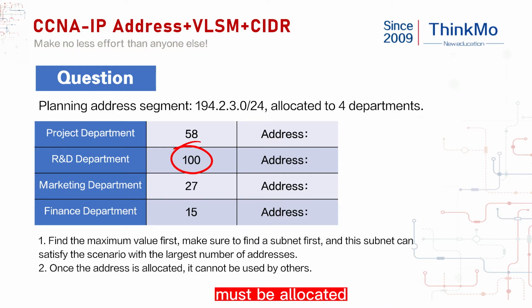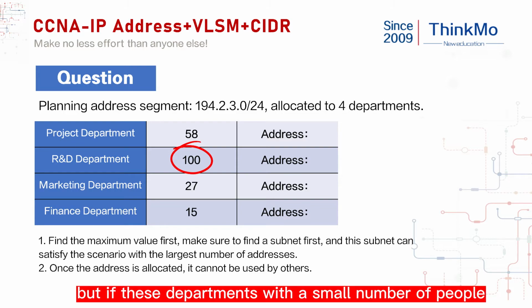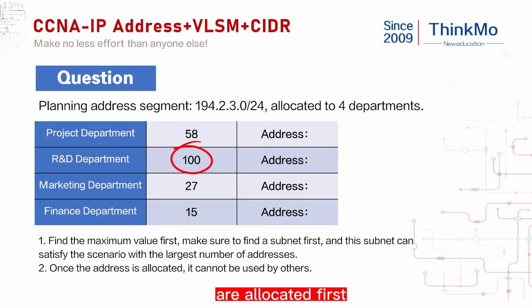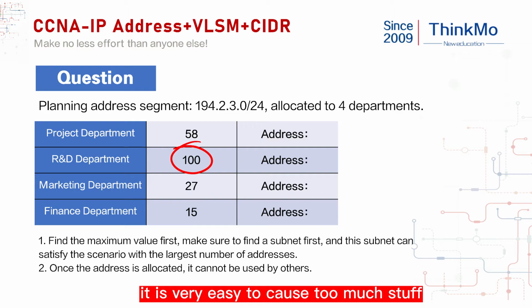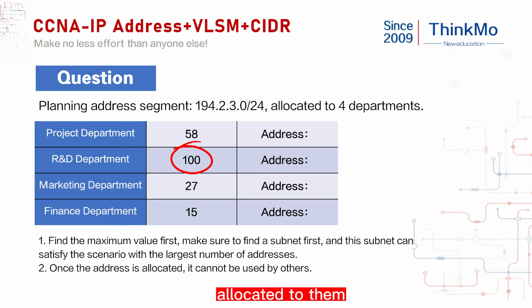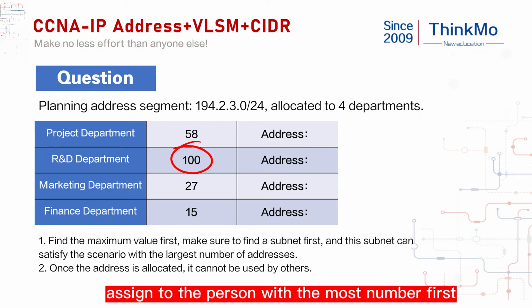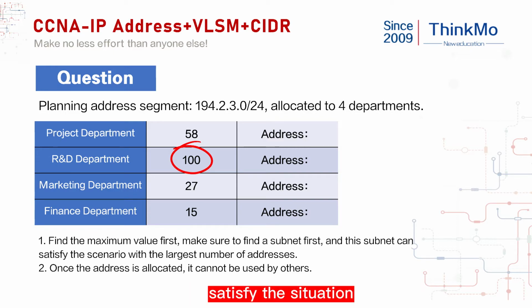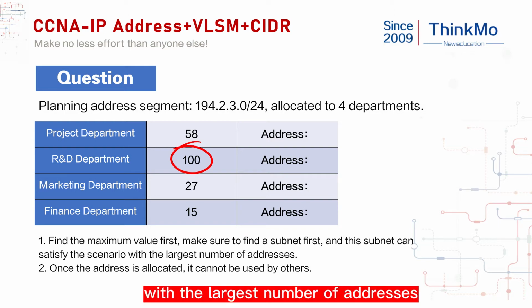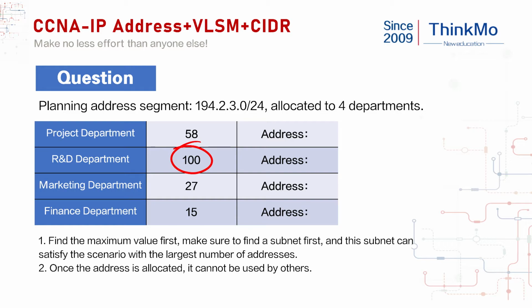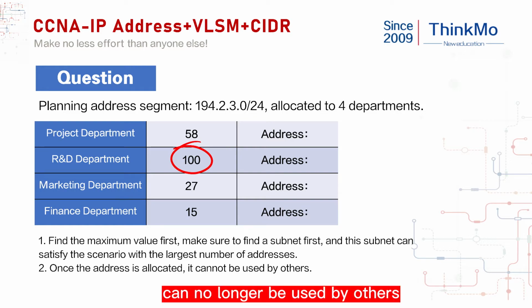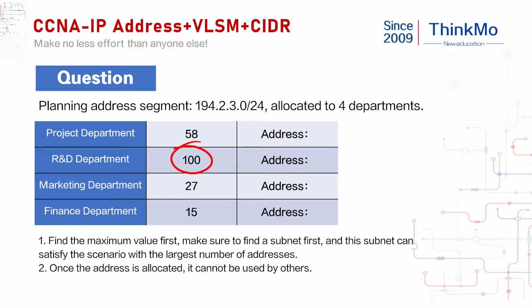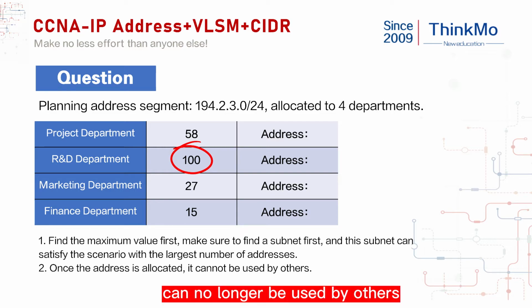It must be allocated. But if these departments with a small number of people are allocated first, it is very easy to cause too many addresses to be allocated to them. Make sure to assign first to the department with the most people, satisfying the situation with the largest number of addresses. Once the address is assigned, it can no longer be used by others. Notice, it can no longer be used by others.